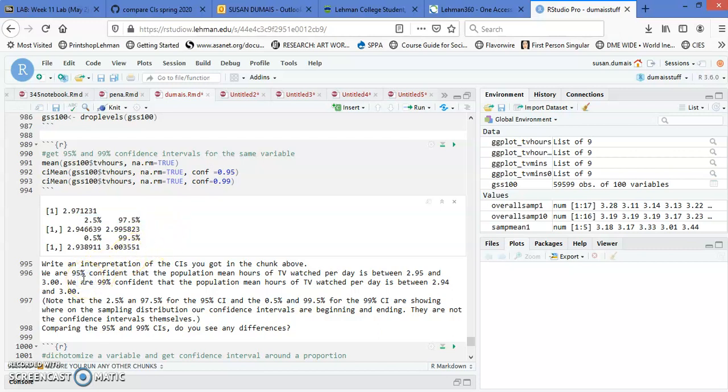Okay, so we have our interpretations, and remember, you always want to state your level of confidence, that you're talking about a population, what type of statistic it is, whether it's a mean or proportion, specify what the variable is, hours of TV per day, and then give the actual interval.